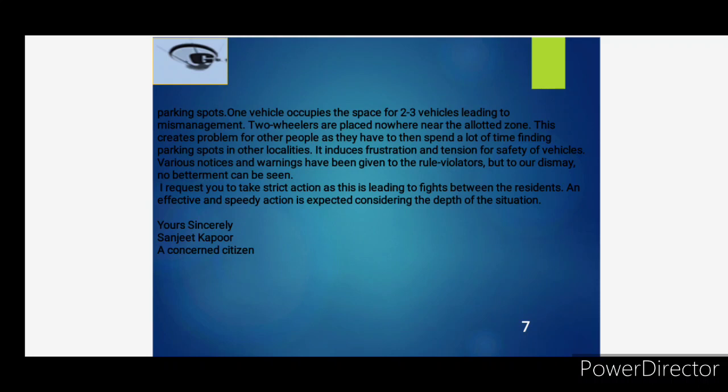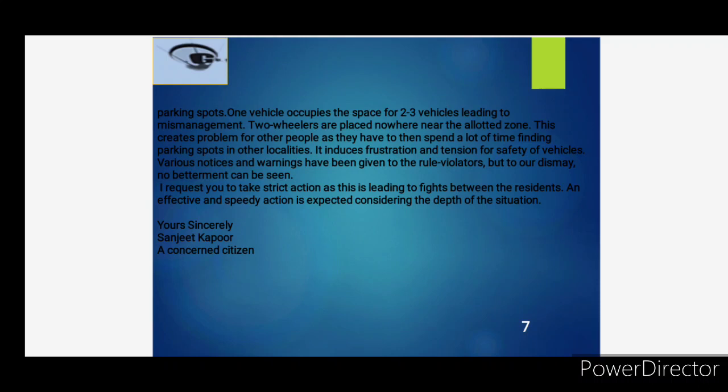So you can write like, I request you to take strict action as this is leading to fights between the residents. An effective and speedy action is expected considering the depth of the situation. So at the end, just make a request to the concerned person. So with this, your body comes to an end.